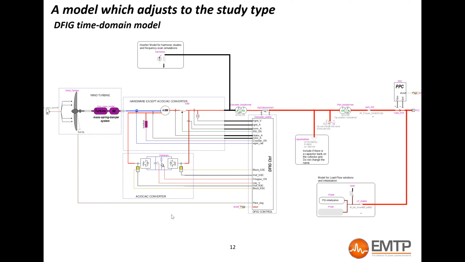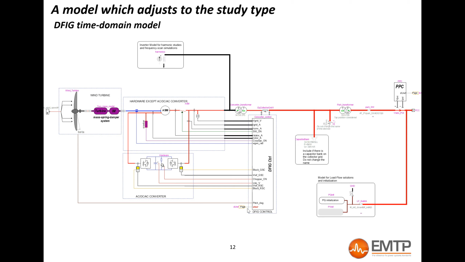Here is the example of the DFIG model in EMTP. DFIG, doubly-fed induction generator. It is very similar to the PV. The point of common coupling is here. Then we have the park controller, which monitors the active and reactive power. This park controller will send a reference to the inverter controller.